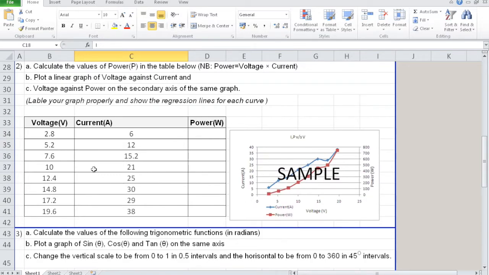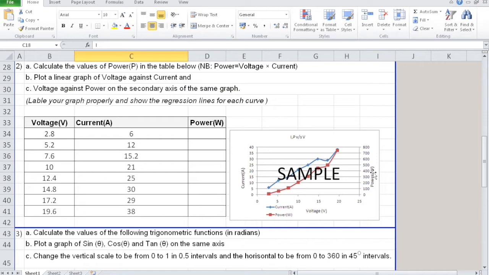The third one, we are given three things, voltage, current, and power. And you're supposed to plot everything onto one set of axes. On the left-hand side, y values will have to be current. And on the right, y values will have to be power. So you're plotting current against voltage and power against voltage. So this is called the primary axis. And this then becomes the secondary axis.